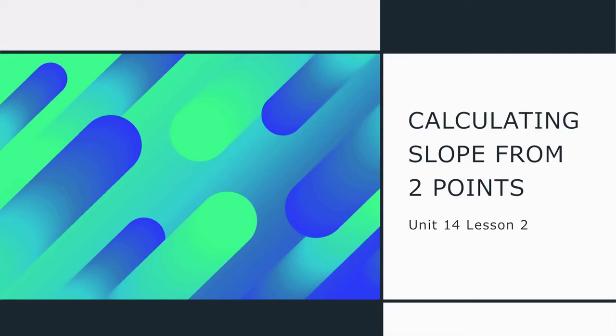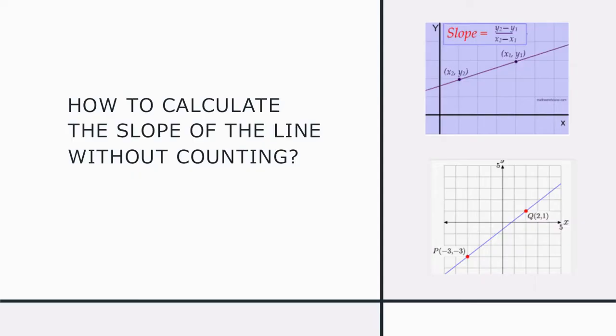All right, we're going to start Unit 14, Lesson 2, and we're going to calculate slope from 2 points. So in our last lesson, we found slope by just looking at a graph and counting up and over, but what would we do if we don't have a graph in front of us to show us? So that's what we're going to find and solve today. All right, so how to calculate slope without the line and without all the counting.